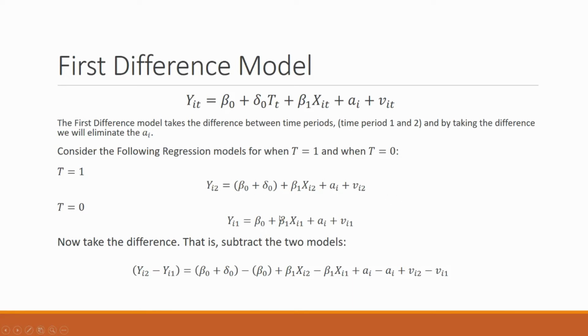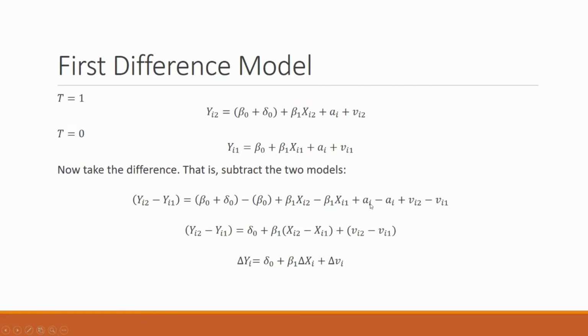And this is what the regression model looks like when capital T equals 0, so in the first time period. Now, take the difference. That is, subtract the two models. Subtract this model from this model. All right, so here we find the difference. You have yi2 minus yi1 equals beta 0 plus delta 0 minus beta 0 plus beta 1 xi2 minus beta 1 xi1 plus ai minus ai plus vi2 minus vi1.